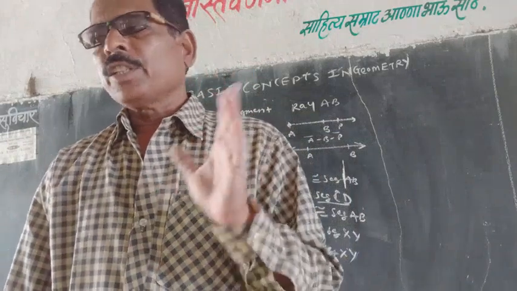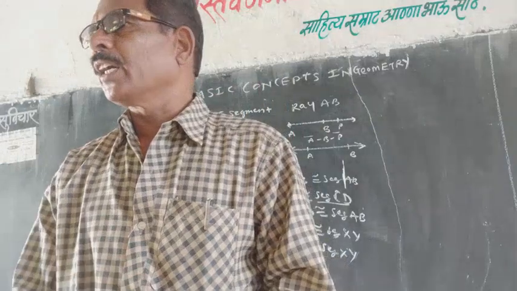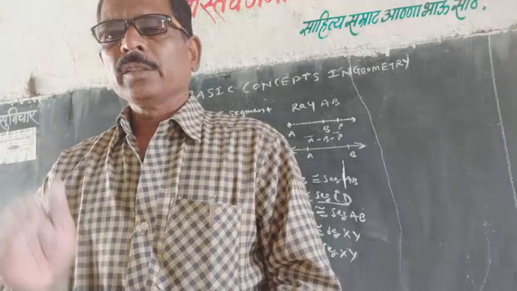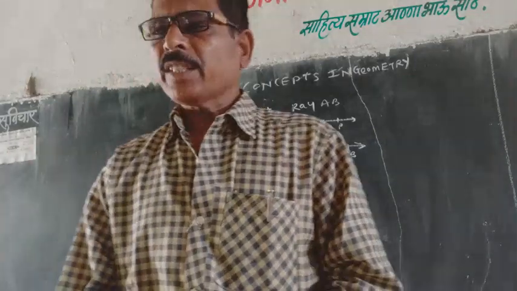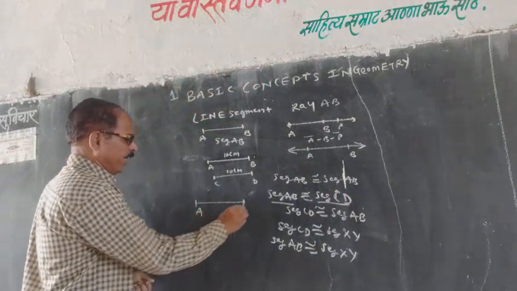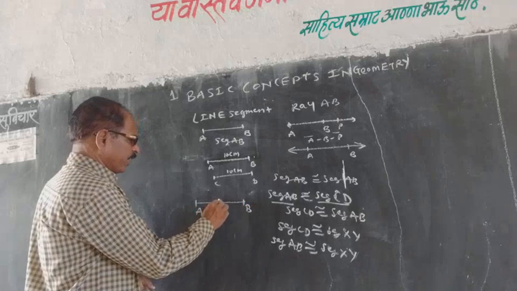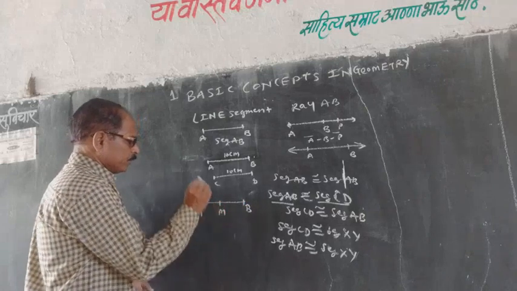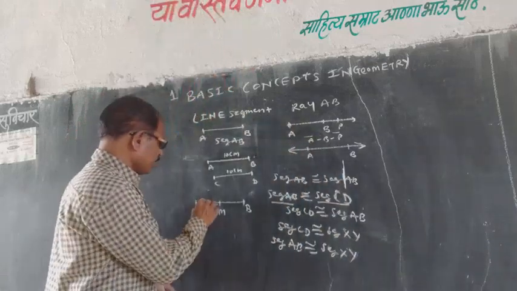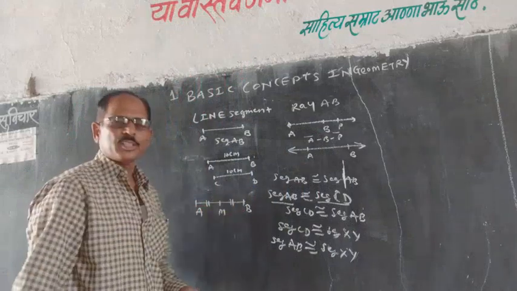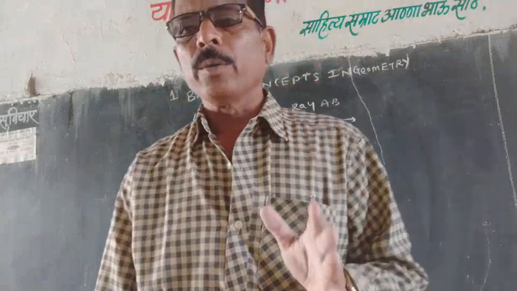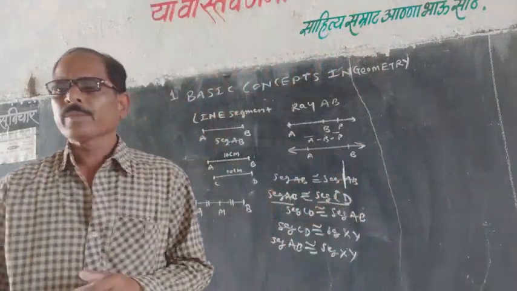Reflexivity, symmetry and transitivity are the three properties of congruent segments. Midpoint of a segment. Which is the midpoint? We have given segment AB, and we have to take a point M on the segment AB. When the distance AM is congruent to distance MB, then M is the midpoint of the segment AB.